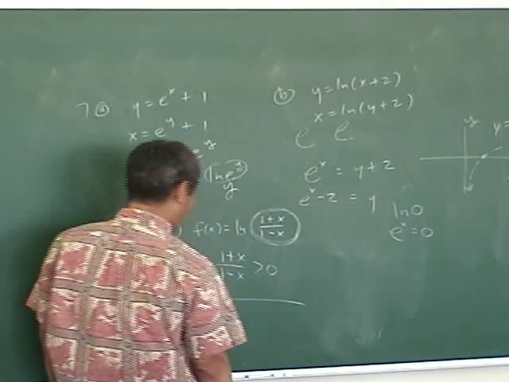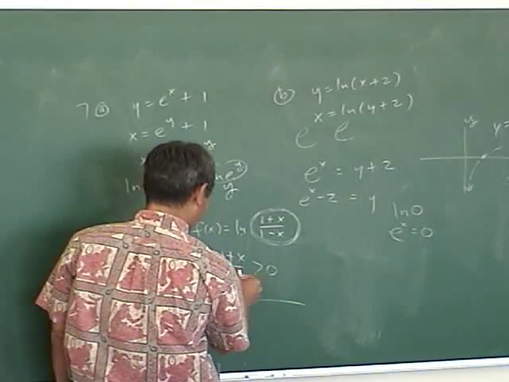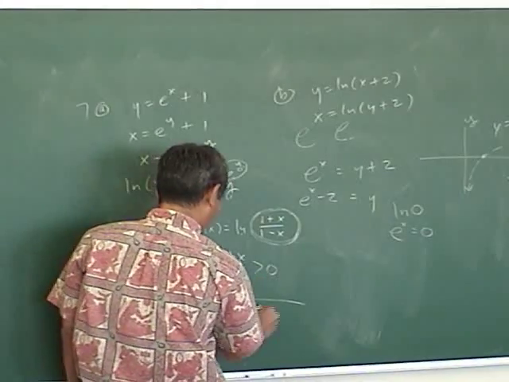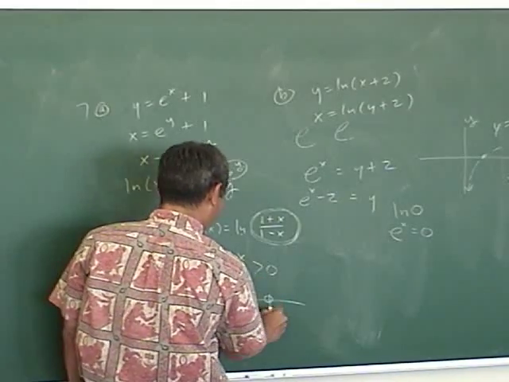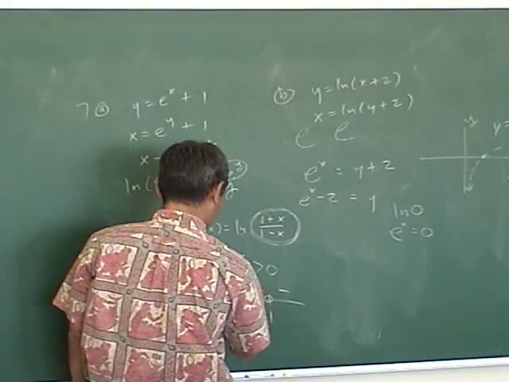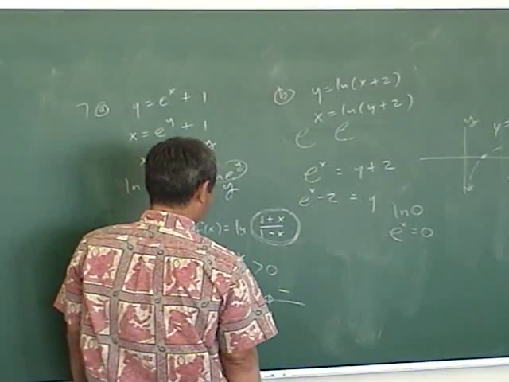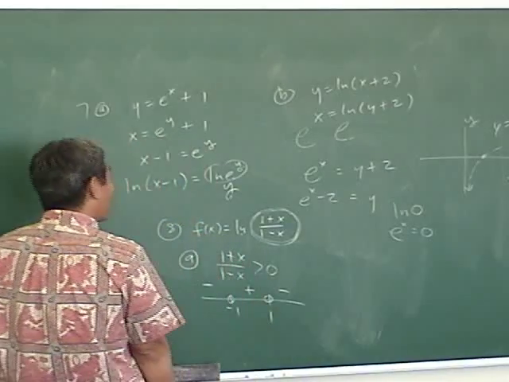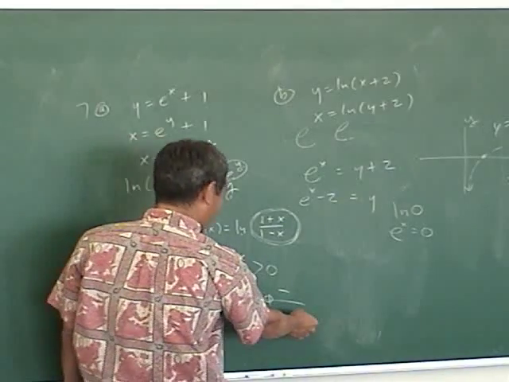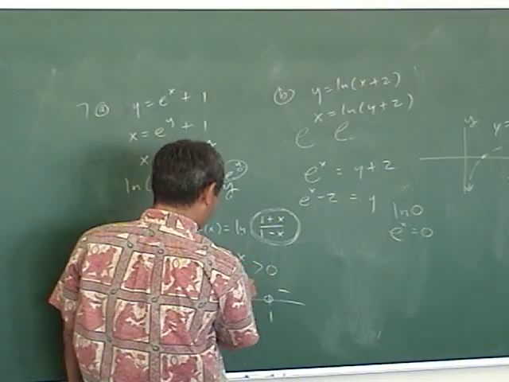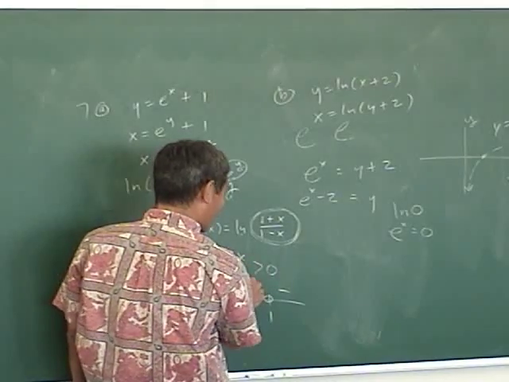Now you test the number line. What goes on the number line? What makes the top or the bottom 0? Negative 1 and 1. And how do I know this one's going to be minus plus minus? Or if you don't know anything, plug in a number bigger than 1, like 2. 1 plus 2 is positive, 1 minus 2 is negative. Positive over negative is negative.